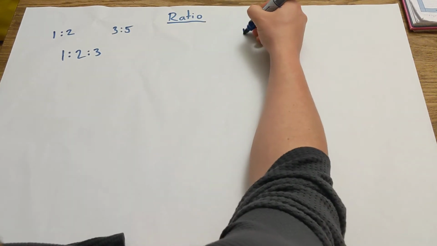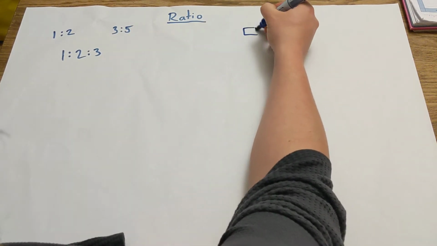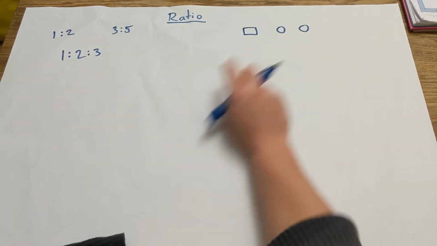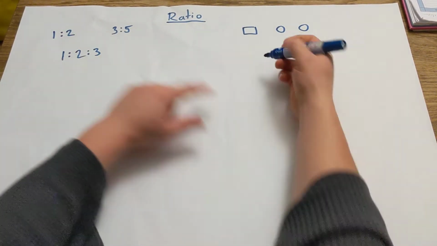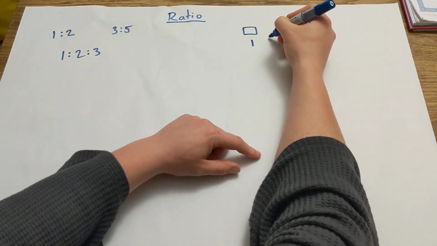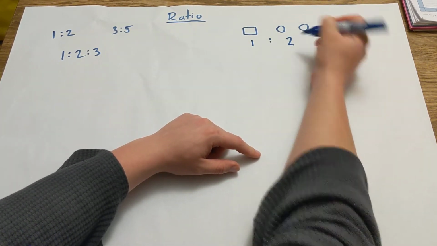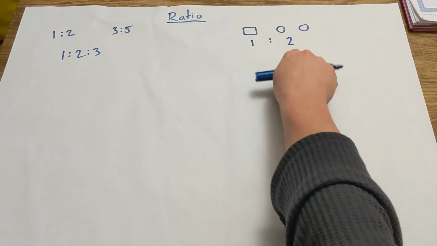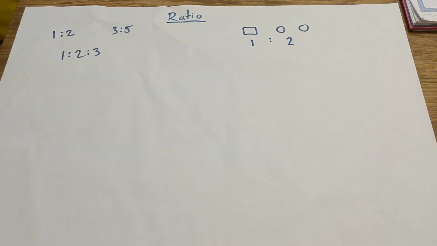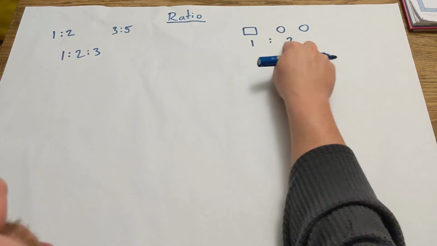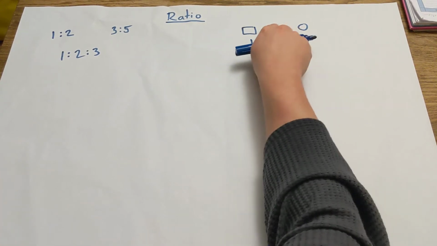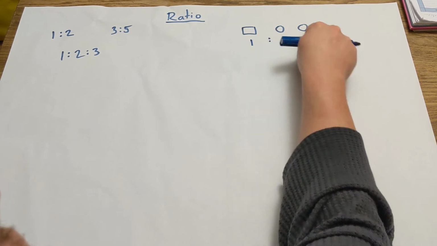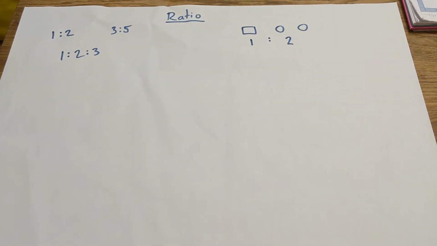If we draw down what that could actually mean, it could be something like this. It could be squares and circles, and so for every one square, we've got 2 circles. So it's 1 to 2, squares to circles. And if we add these together, that tells us how many total things we have. So 1 and 2 is 3. We've got 3 total things.